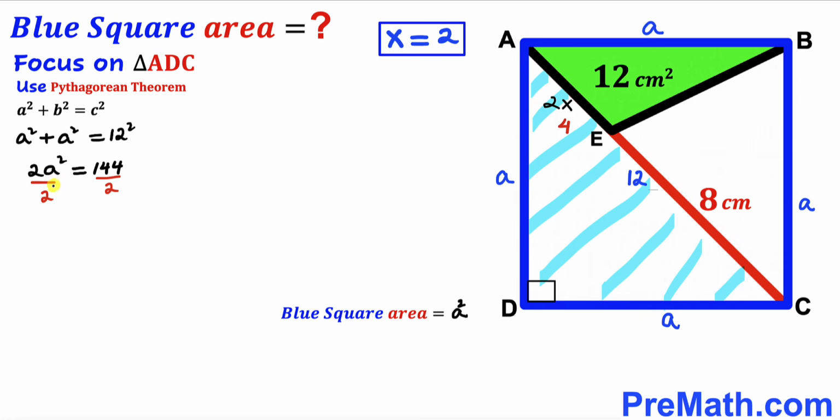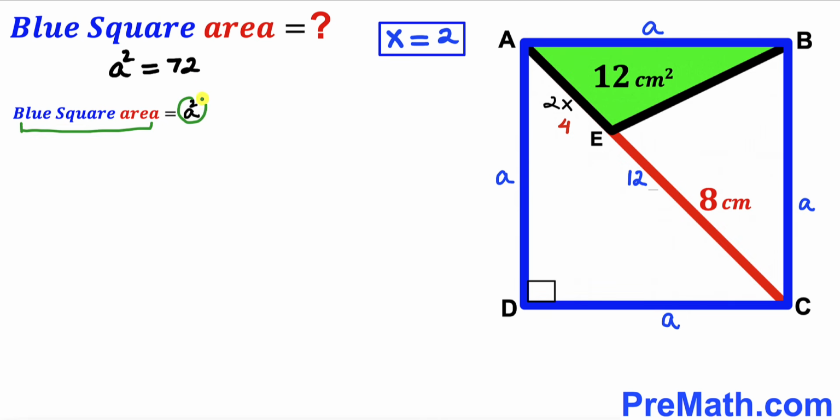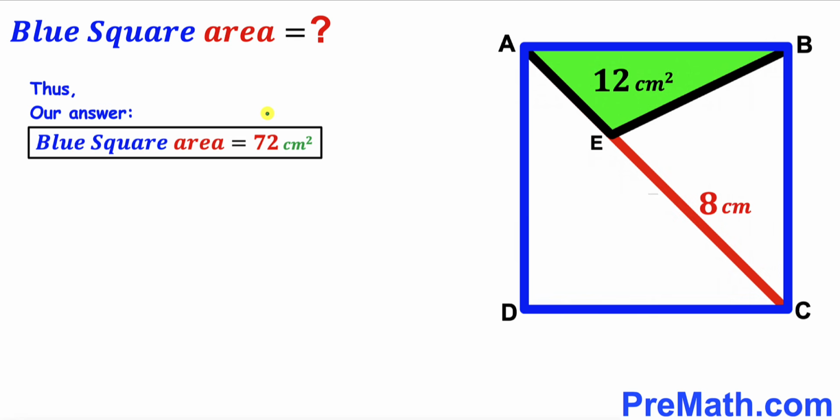144. Now we are going to divide both sides by 2 to isolate a square. This 2 and 2 is gone. So our a square value simply turns out to be 72. And we know our blue square area equals a square. So I'm going to replace a square with the 72 over here. So this blue square area turns out to be simply 72 centimeter square. So thus after all the calculations and manipulations, the area of this blue square ABCD turns out to be 72 centimeter square. And that's our final answer.